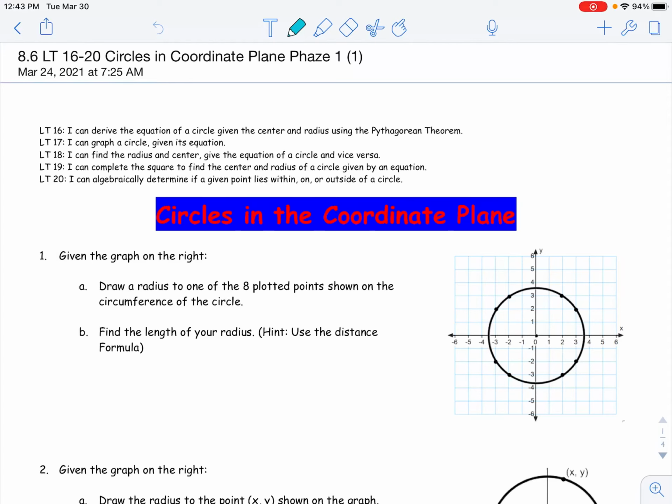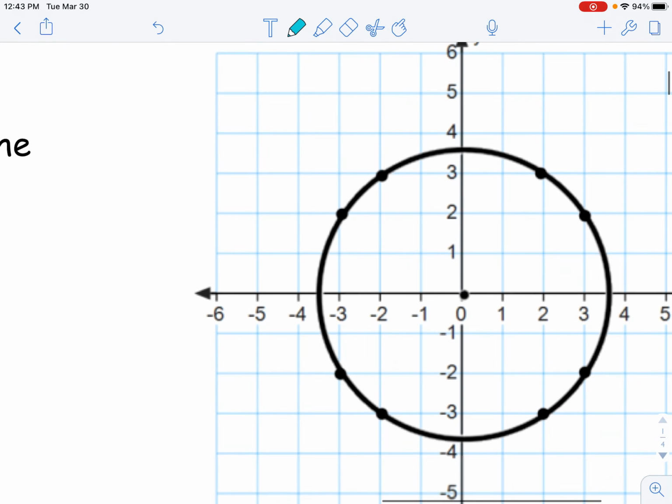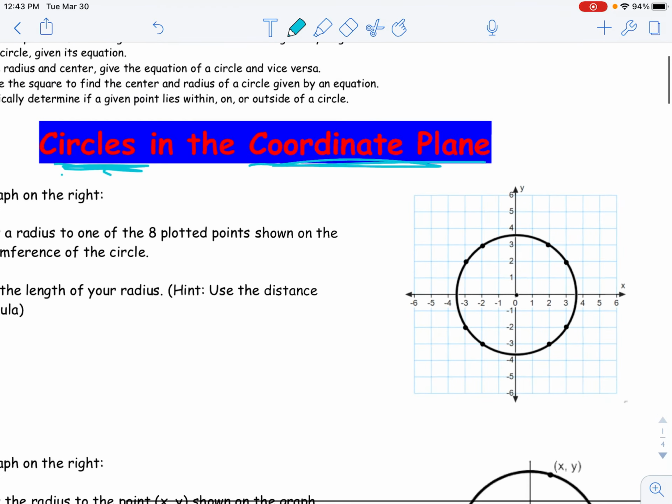All right, students, so now we're here with circles in a coordinate plane. We've talked about circles a ton. To finish up circles, we're going to spend a couple days talking about what happens when a circle is in a coordinate plane. All right, so let's just start here. Here's a good old circle in a coordinate plane.